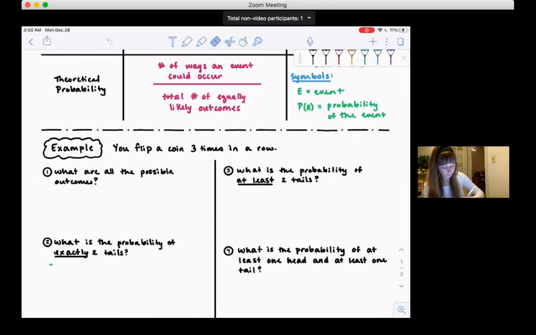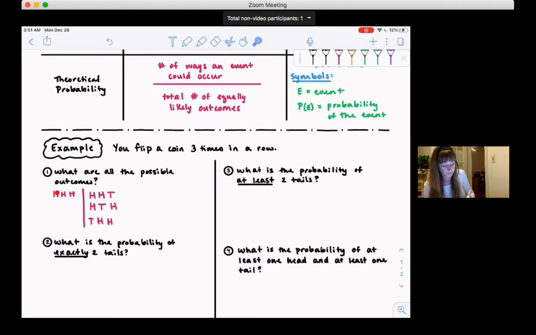Okay, for our example, we're going to say that we flip a coin 3 times in a row. What are all the possible outcomes of this process? So we have 3 coin flips. We could have all heads: heads, heads, heads. Or we could have 2 heads and 1 tails, and here are the ways that could happen. We could have heads, heads, tails. Or heads, tails, heads. Or tails, heads, heads. Each of these strings of 3 letters is an outcome. This is a single possible result of this process.